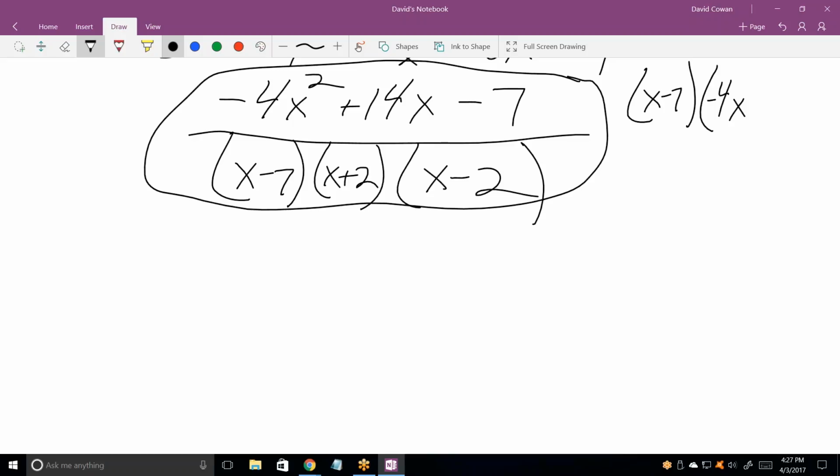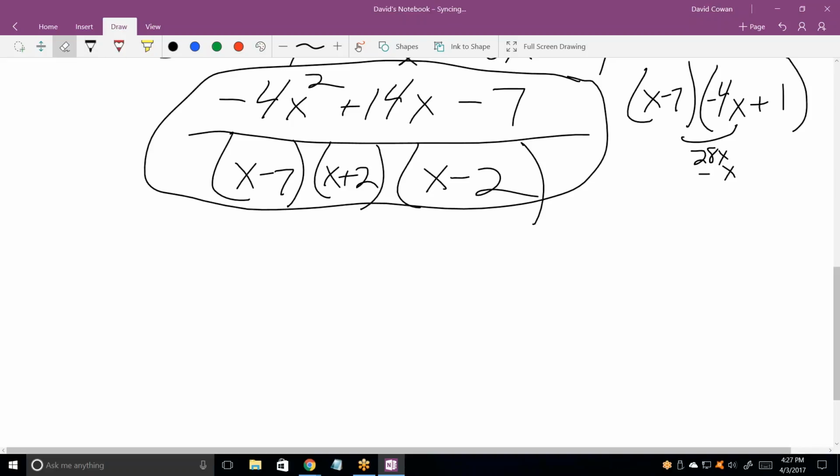4x minus plus 1. It doesn't work. Okay, or does it? Let's see. What's the middle term? That's plus 28x. The last term is minus 1x. That would give us a middle term of 27x. That's not our middle term. So the numerator does not factor into anything. It might factor, but it does not factor where one of the factors matches one of these factors in the denominator.